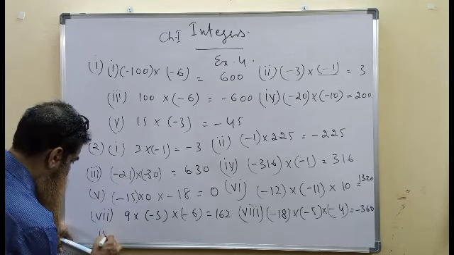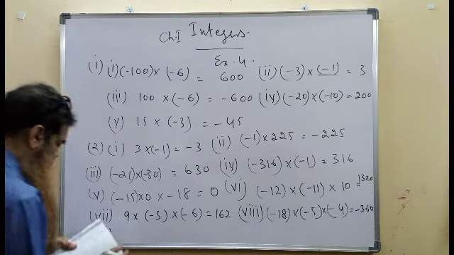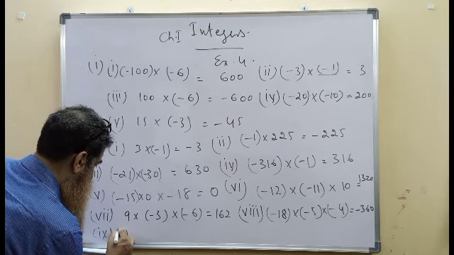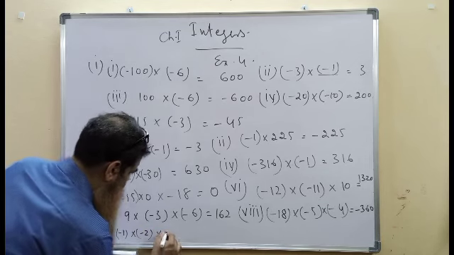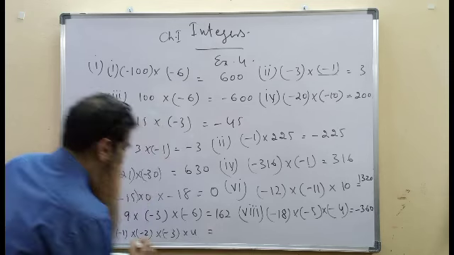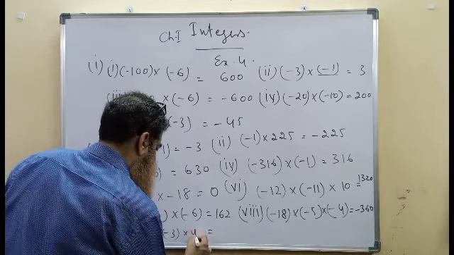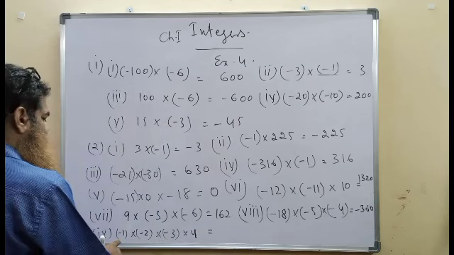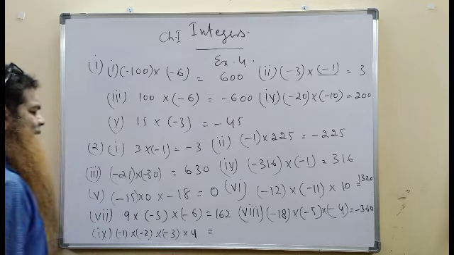Then the ninth bit, minus 1 into minus 2 into minus 3 into 4. We have three negative integers and one positive integer. We get a negative integer as the result, because negative integer into positive integer will be a negative integer.